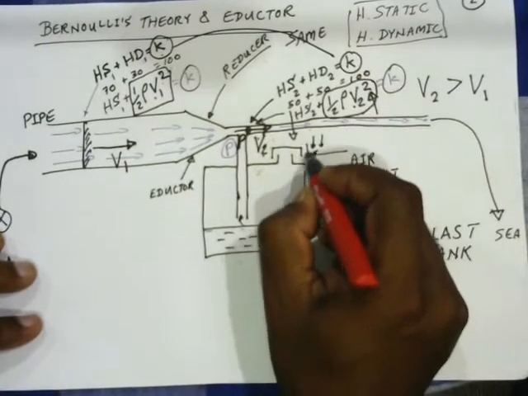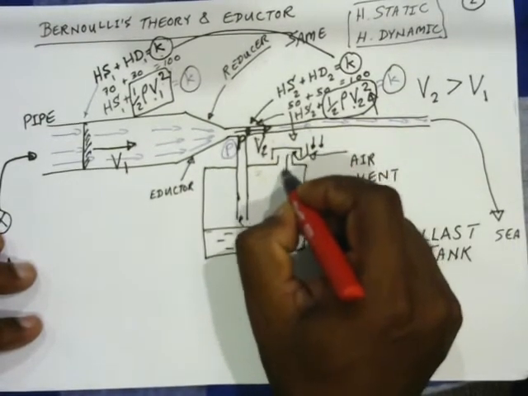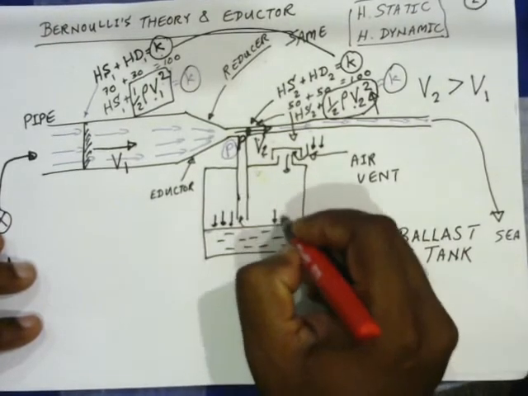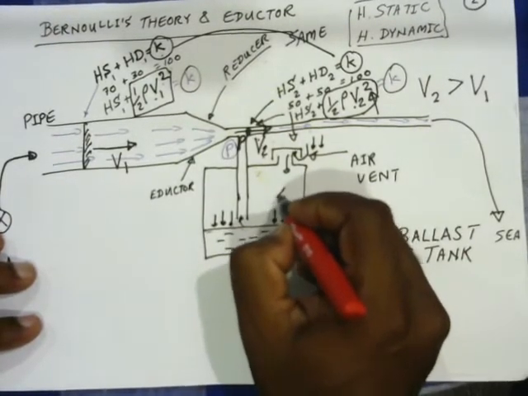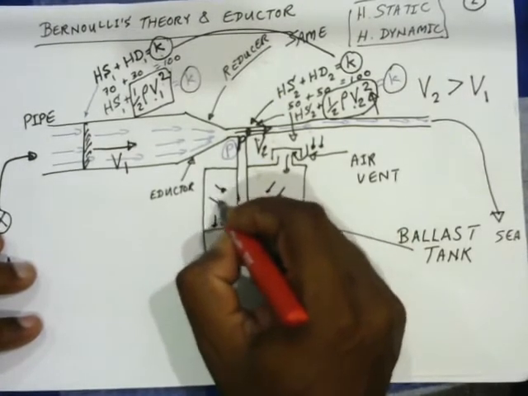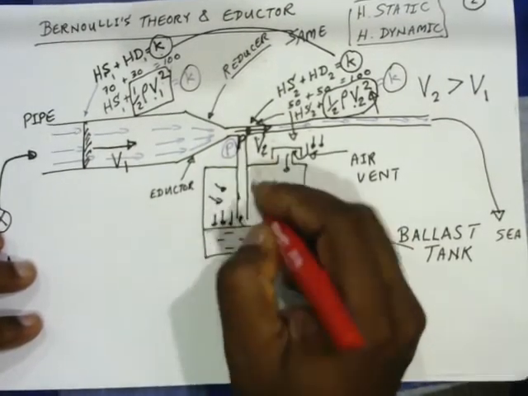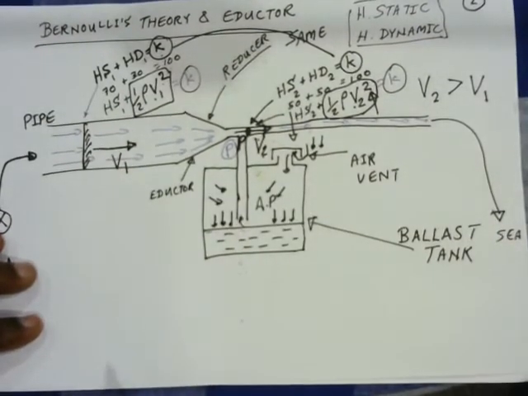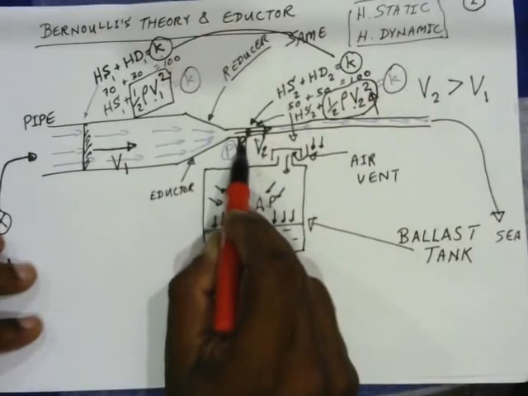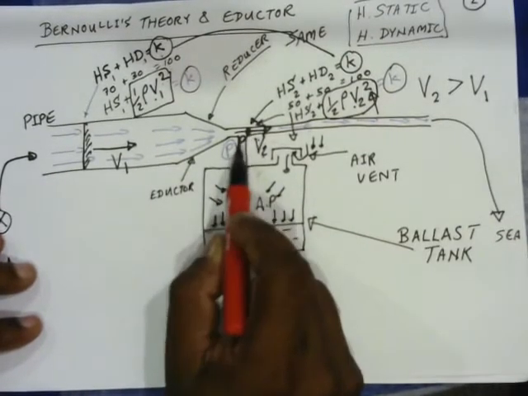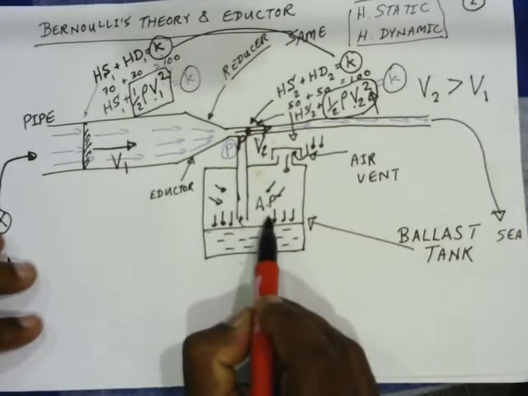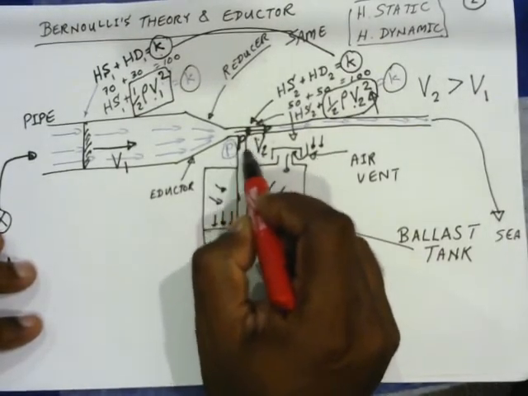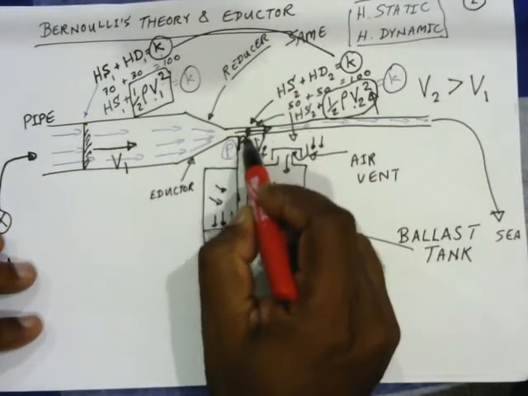So atmospheric pressure is now acting on top of this liquid, inside this tank. Atmospheric pressure is there inside this tank. This is the static pressure of this liquid and this is atmospheric pressure now acting, right? So can there be a suction created here now? Will there be a suction created here?